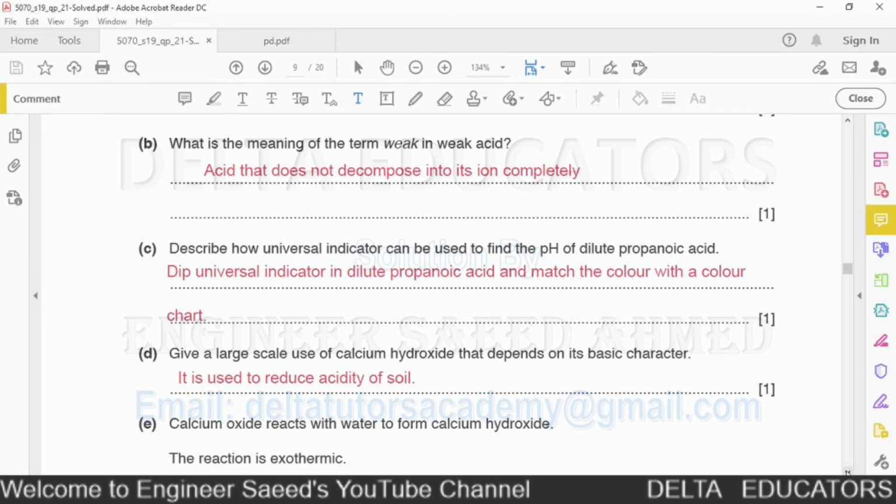Part C. Describe how universal indicator can be used to find the pH of dilute propanoic acid. Universal indicator is just like a paper, it is a chart. We will dip this universal indicator in the dilute propanoic acid and we will match the color with the color chart to get the pH value of dilute propanoic acid. But here by using the universal indicator, we will not get the exact pH value, we get just an approximate value. Okay, just we have to write here dip universal indicator in dilute propanoic acid and match the color with a color chart.